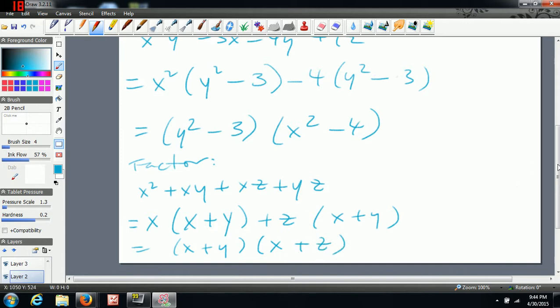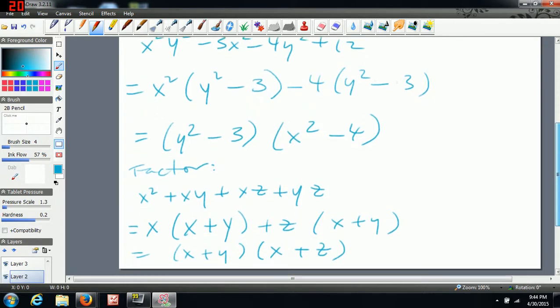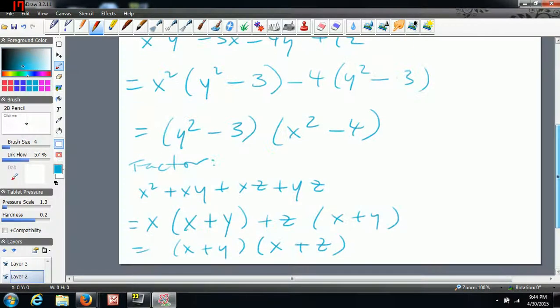Okay, so there's a whole bunch of different examples that you can try. So this is factoring by grouping. Okay? Alright, hope you enjoyed.